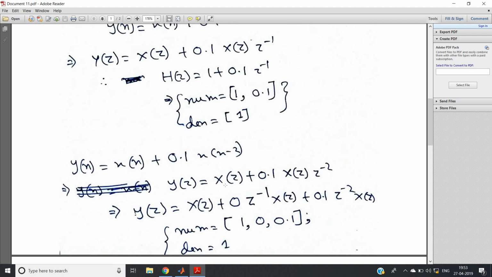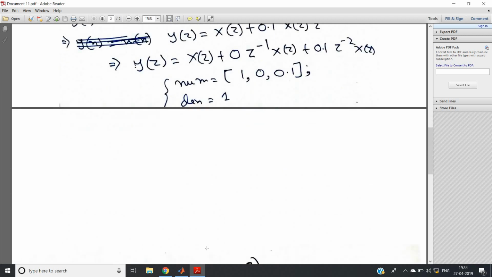If you simply write from this equation y of z is equal to x of z plus 0.1 into x of z into z to the power minus 2, if you directly write the numerator coefficients as 1 and 0.1, then what will happen, Matlab will understand 0.1 as the coefficient of z to the power minus 1, right? That is what Matlab has understood in this equation. But to differentiate between these two cases, we should add the 0 between these two terms, that is 0 into z to the power minus 1 into x of z. I hope you have understood this. Simple things I have already explained in my previous DSP playlist videos, you can check there. So numerator equal to 1, 0, 0.1, denominator equal to 1.